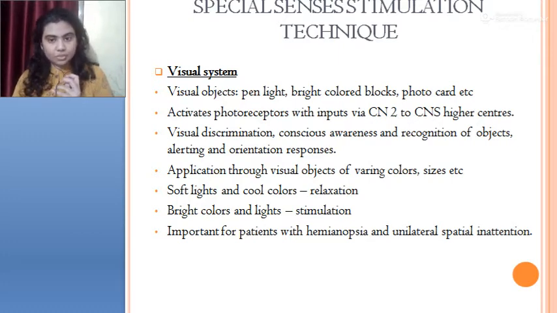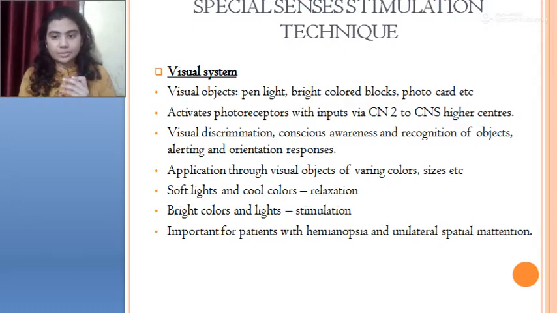Application can be done through visual objects of varying colors, sizes, etc. Soft lights and cool colors are used for relaxation. Bright colors and lights are used for stimulation. It is important for patients with hemianopsia and unilateral spatial inattention.